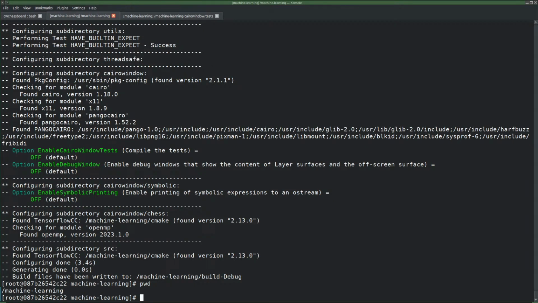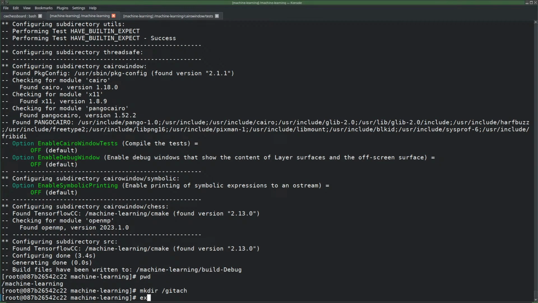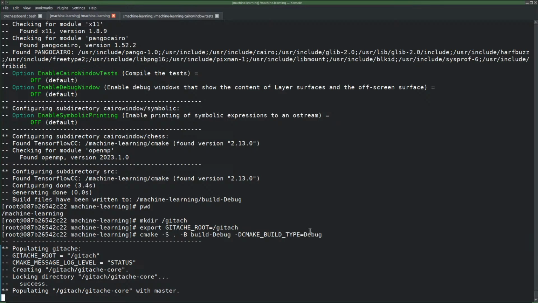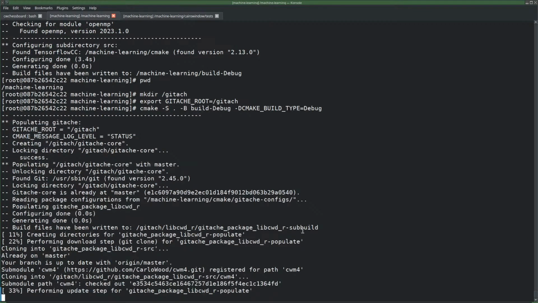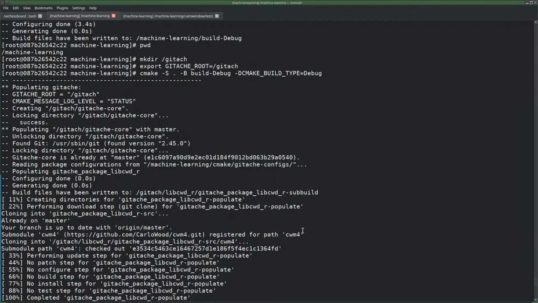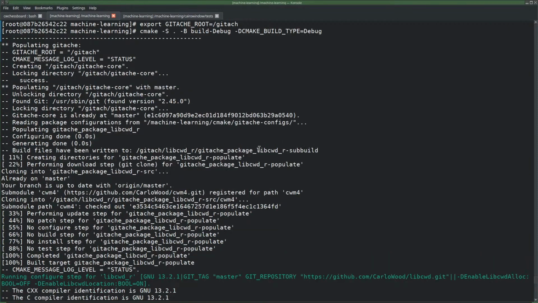So let's say make dir Gitash. Oops. Well, whatever. Export Gitash root is slash guitars. Yep, now it's downloading and compiling libcwd. I think, I hope, yeah, I see there libcwd.